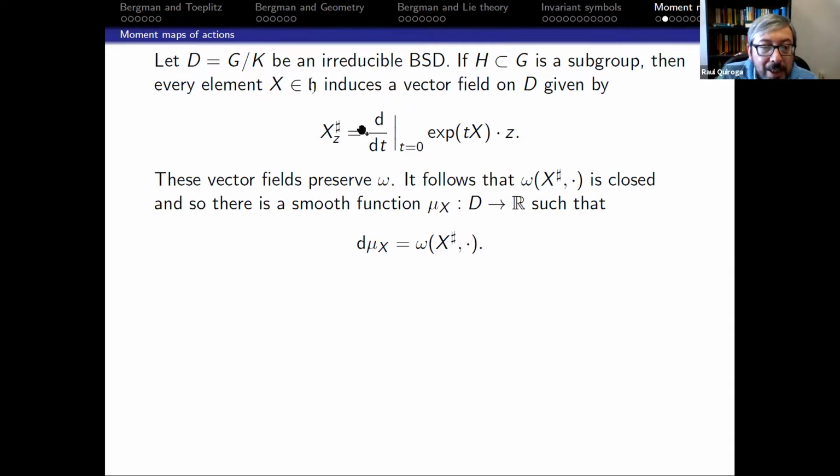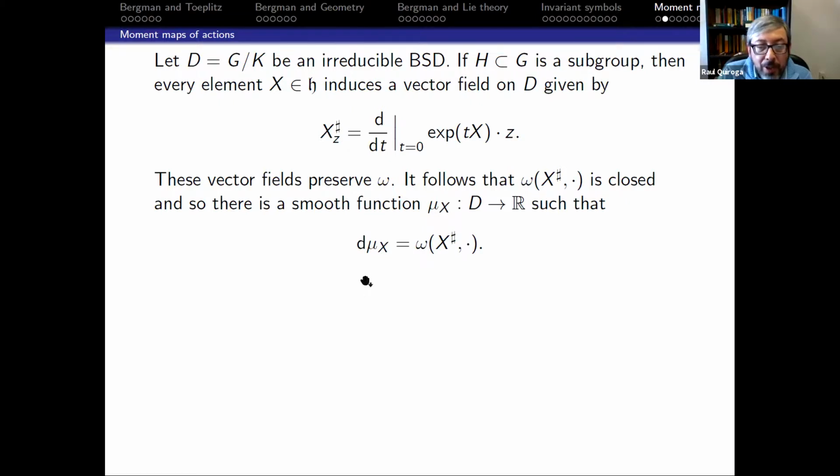Now, about symplectic geometry. Because G preserves the symplectic structure, these vector fields preserve the symplectic structure. Hence, if you insert the vector field X sharp in one entry, you get a closed two-form. This is something very specific of symplectic geometry, and it needs the fact that omega is closed and that H preserves omega. But if it is, because this is simply connected, it is exact. And there's your symbol. Just from the action, you get new symbols, this mu X.